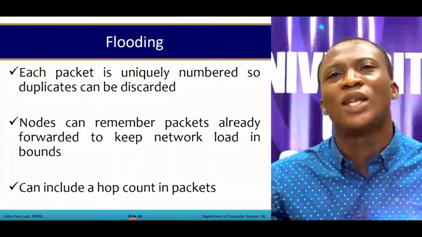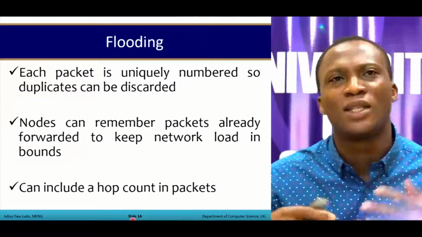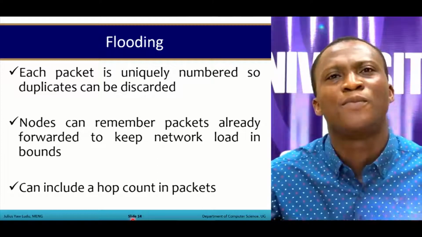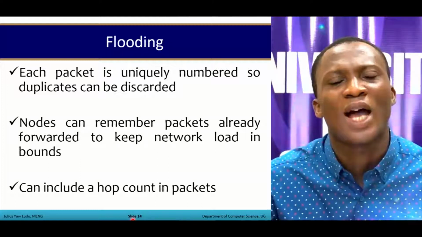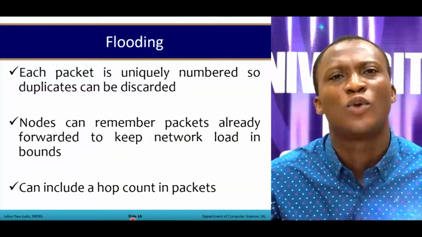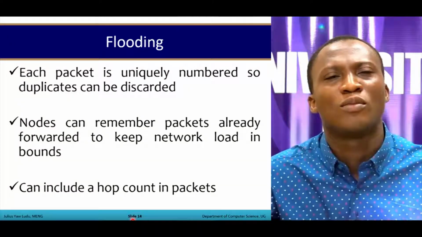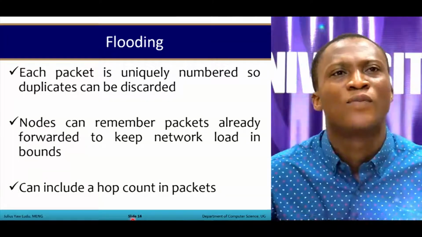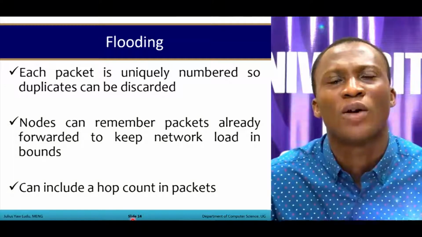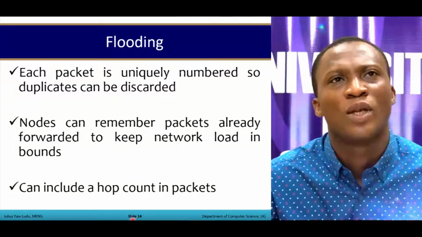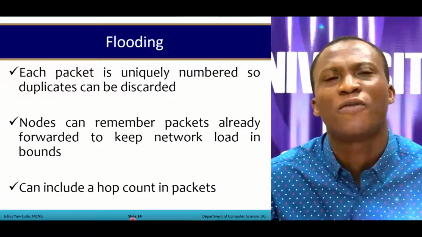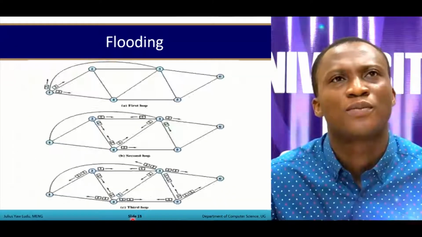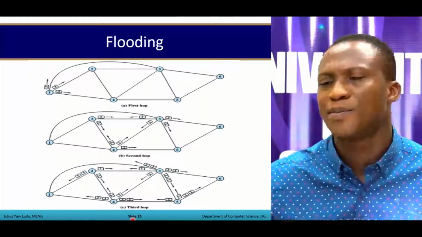So it becomes something like 1.2, meaning that it came from 1 and 2 is now broadcasting. Once it gets to the destination, if there are duplicates, it uses the uniquely numbered tag on them to show that this is the latest one, or this is a duplicate, or this is not a duplicate. And this can include a hop count in packets. Nodes can remember packets already forwarded to it to keep network load in bound. This is an example of flooding.